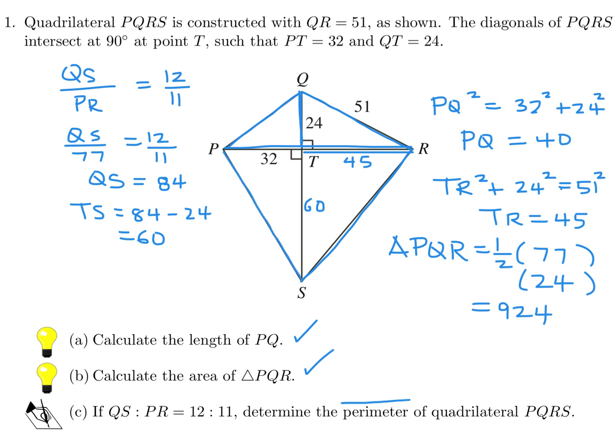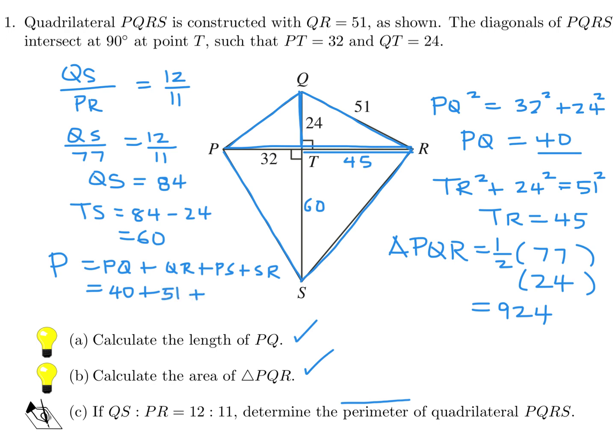Okay, so that perimeter, P, would be PQ plus QR plus PS plus SR. Okay, so let's see what we have so far. PQ, we know is 40. We calculated that. QR, that one they give us already.